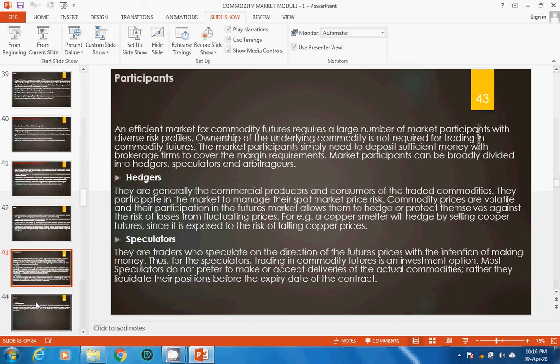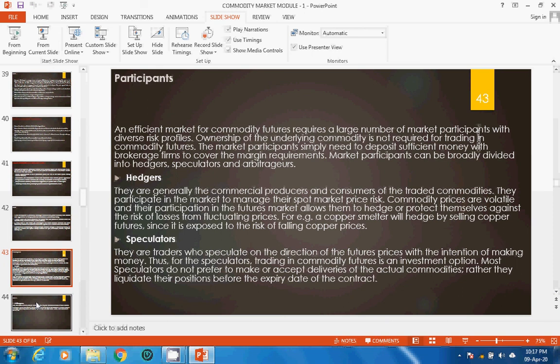They are generally the commercial producers and consumers of the trading commodities. They participate in the commodity market to manage their spot market price risks. As you know, in the spot market there is a price risk, commodity prices are volatile, and their participation in the futures market allows them to hedge, that means protect the participants against the risks or losses due to the fluctuations of the prices.